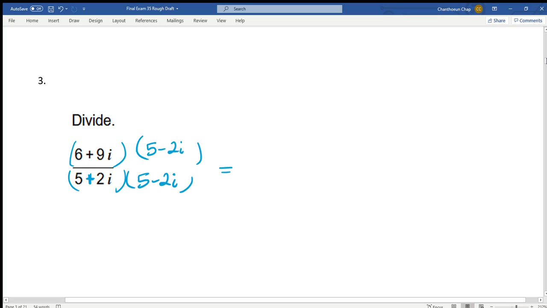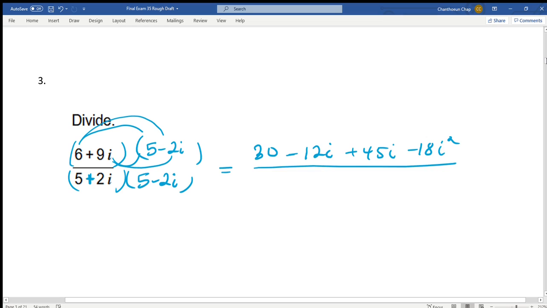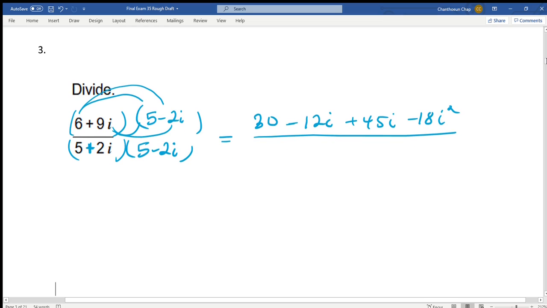For the top, we'll have to FOIL. 6 times 5 is 30. 6 times negative 2i is negative 12i. 9i times 5 is 45i. And 9i times negative 2i is negative 18i squared. That's over. And for the bottom, I could use the shortcut.